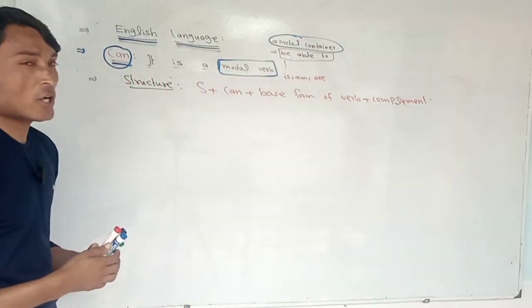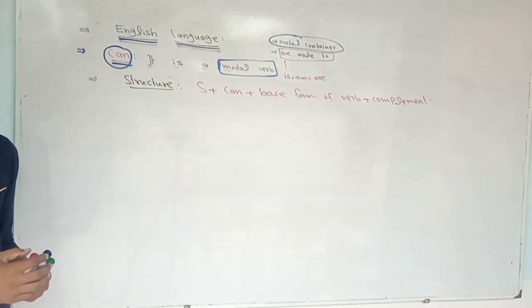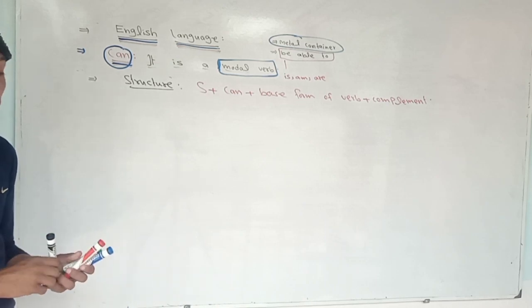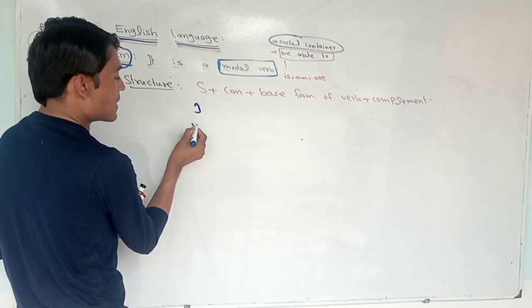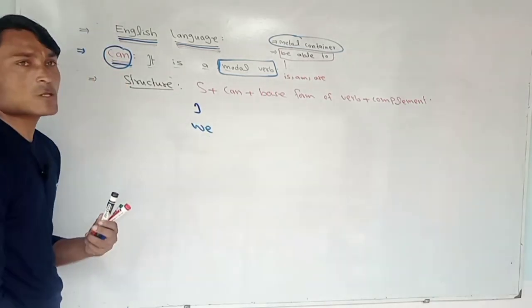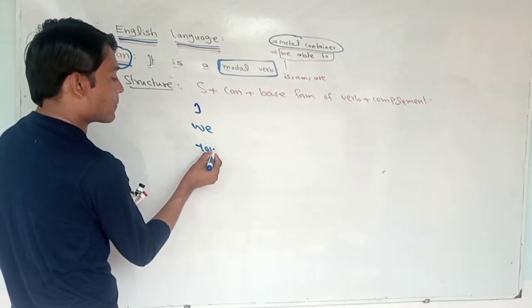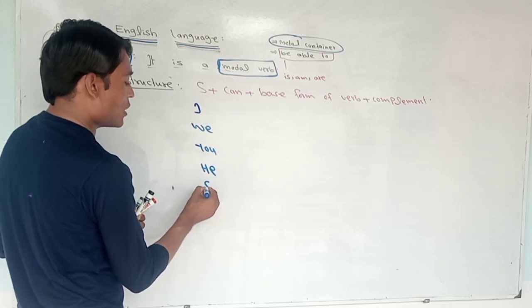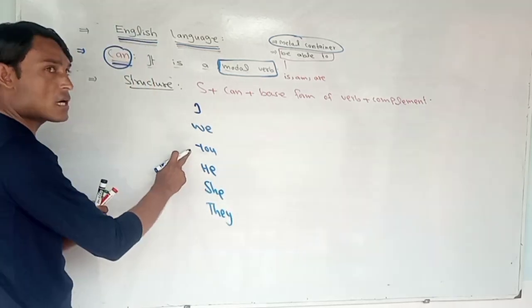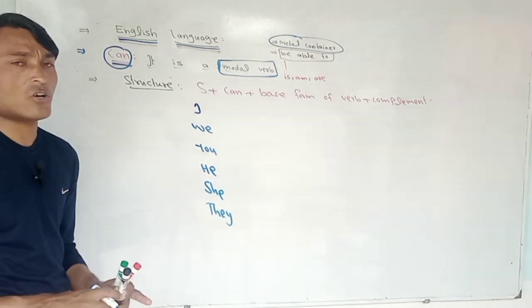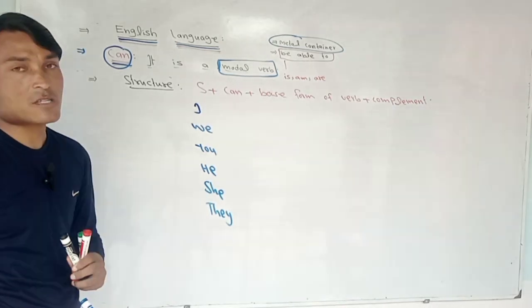Now, as we know, how many subject pronouns do we have? We have 7 subject pronouns. Here we can use 6. For example, I, then we. We is also called first person pronoun. You is called second person pronoun. He, she, and they are called third person pronoun. It is also there, but here we cannot use it.